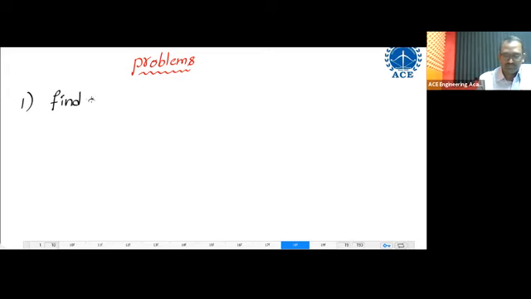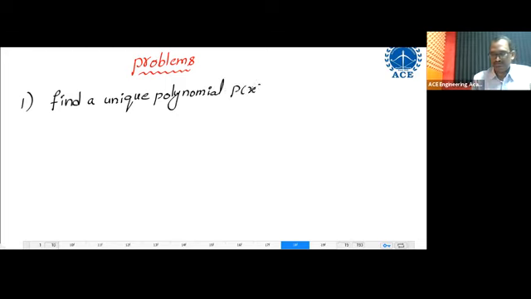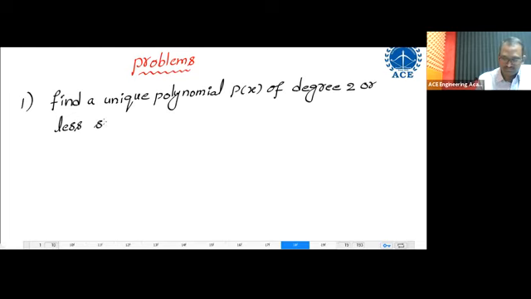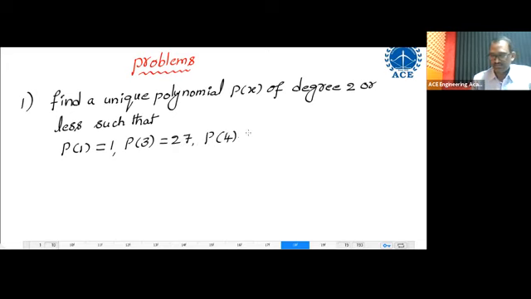Find a unique polynomial P of x of degree 2 or less such that P of 1 is equal to 1, P of 3 is equal to 27, P of 4 is equal to 64.